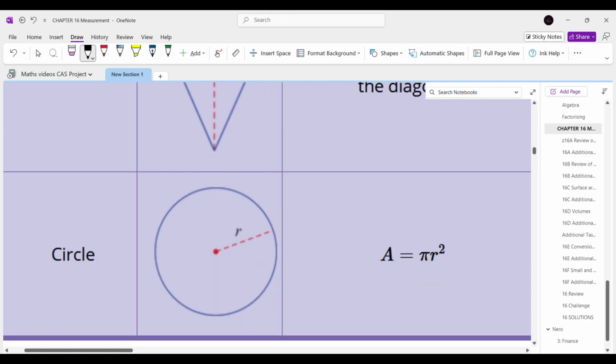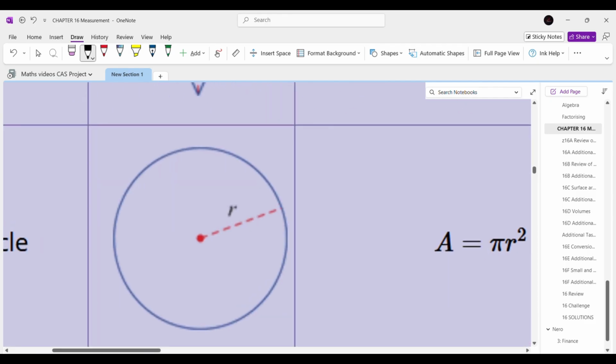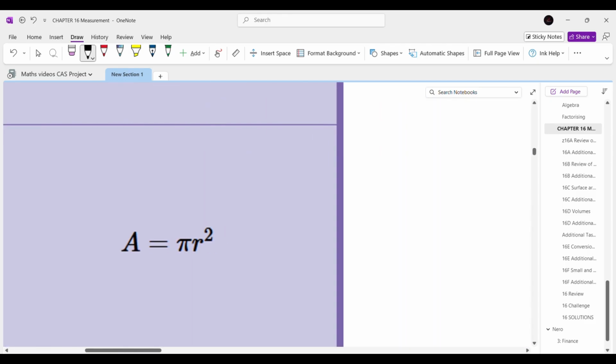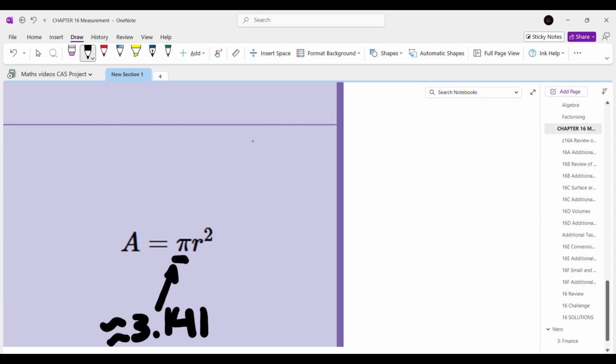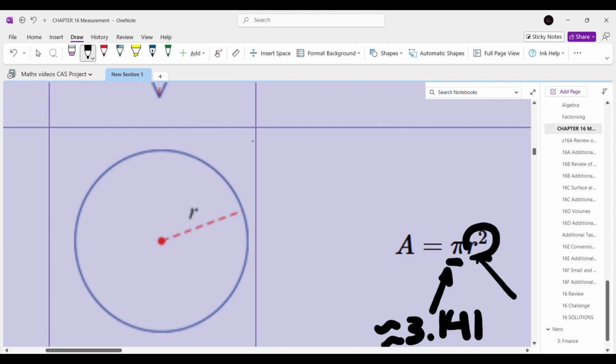Now, for a circle, the formula for area is pi, which is our mathematical constant, approximately equal to 3.141, times radius squared. And the radius is just the length from the center of the circle to the edge, or the circumference.